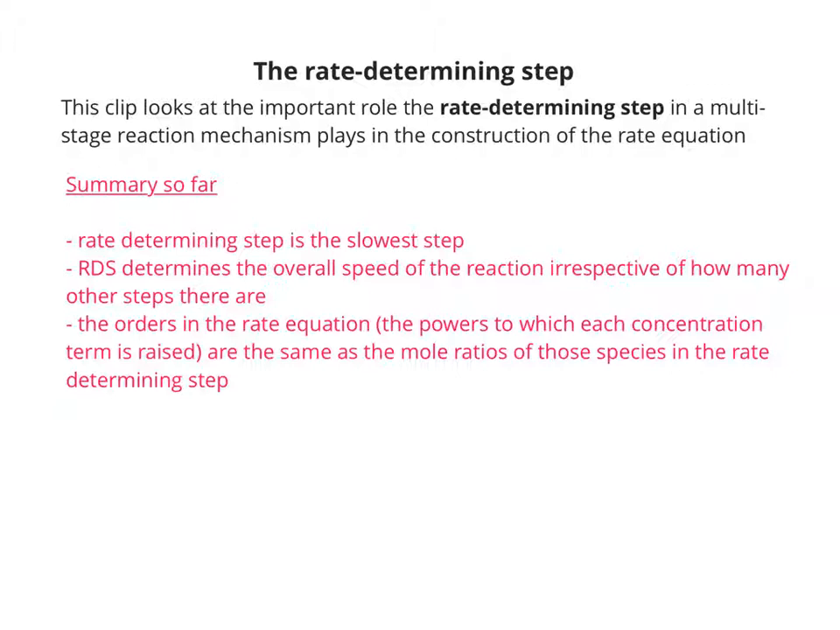So as a result, the influence of the rate determining step is absolutely pivotal to the speed of the whole reaction, so therefore the rate equation will only contain the reactants for the slowest step and none of the others. So the ratio of the orders that you find in the rate equation will be the same as the ratio of the moles of each of those species in the rate determining step. And this is really important to seeing the link between the rate determining step and the rate equation.